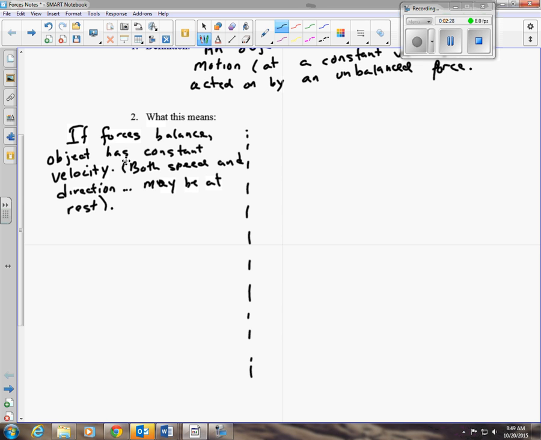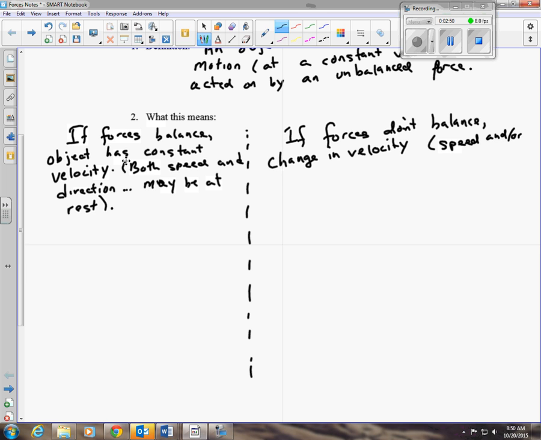Okay, now if they don't balance, there is a change in velocity. It could be speed and/or direction. And another word for a change in velocity is an acceleration.